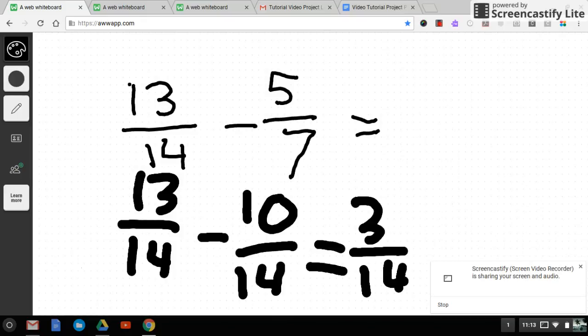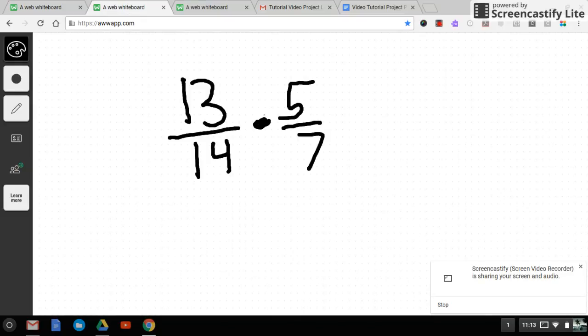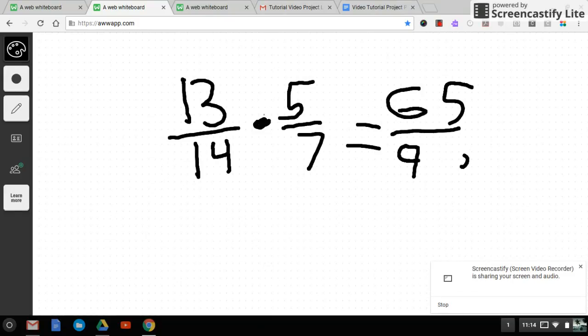Next, I'm going to show you how to multiply fractions. So what you do is you multiply the numerators together. So for this problem, we have 13 times 5, which is 65. And then you multiply the denominators together, which is 98. And if you could, you would simplify, but for this specific problem, we can't simplify, so your answer would be 65 over 98.